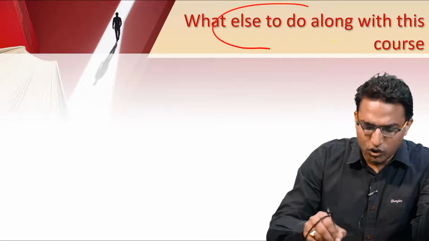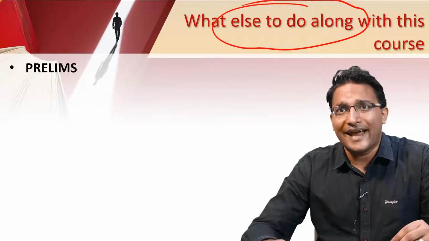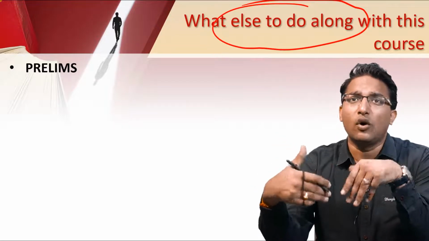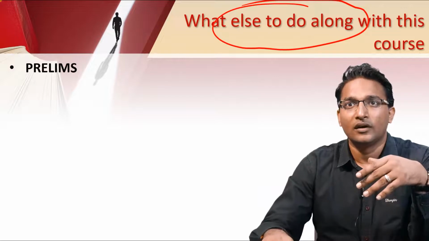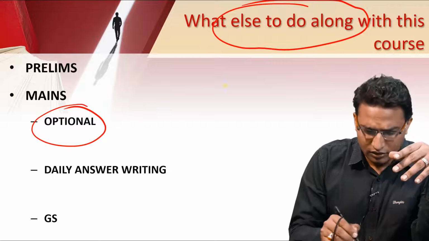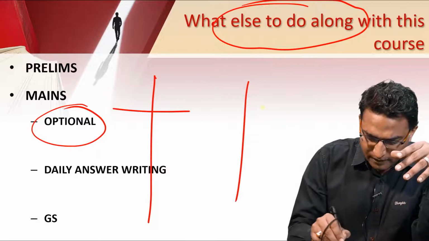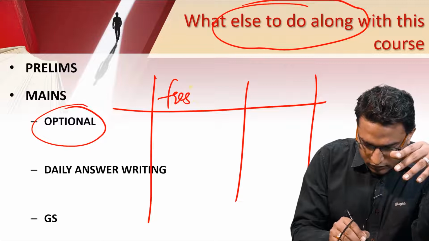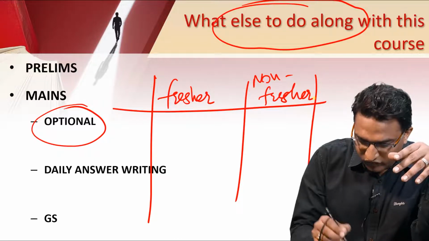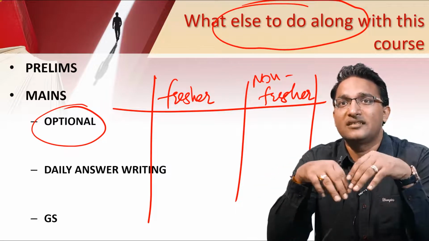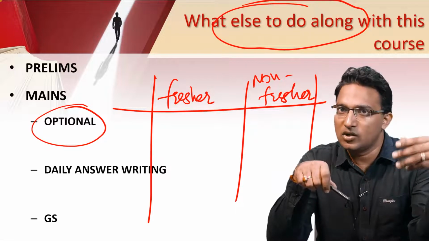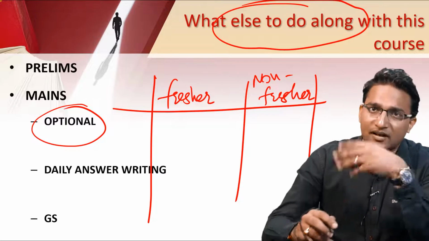What else can you do along with this course? For the prelims, as I already told you, if you have taken some coaching, you have made your own notes, you have already studied the standard books, revise that, right? Now for the optional, there are two kinds of people. One is the fresher, and another is the non-fresher. What is the meaning of fresher? Fresher means the person who has never given a serious attempt, right? So the person who has given one attempt but not serious is also a fresher. Non-fresher means the person other than the fresher.